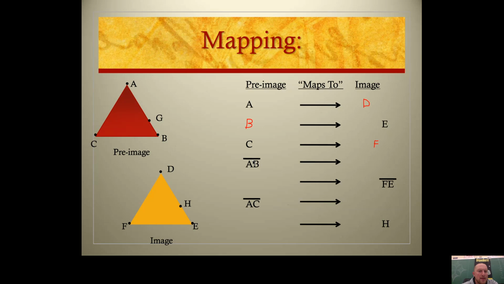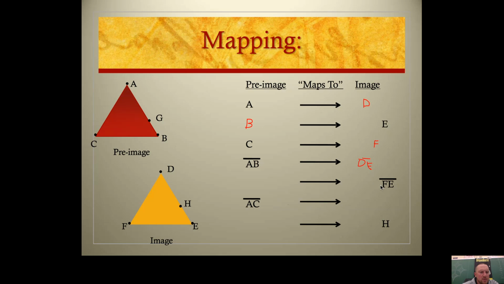You can also map segments. So segment AB is going to map to segment DE. And this is where you really got to watch. Segment DE is the same thing as segment ED, but the order matters here. A maps to D. We already said that. So make sure that A goes with D.